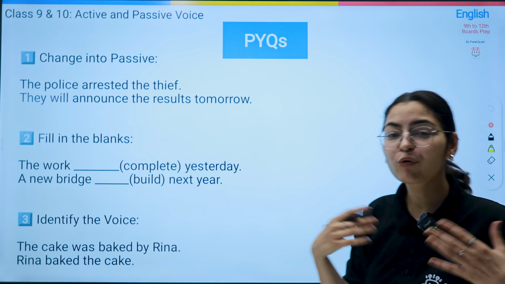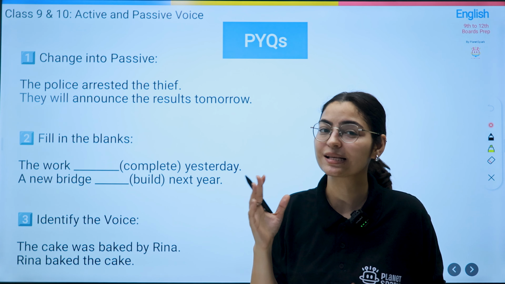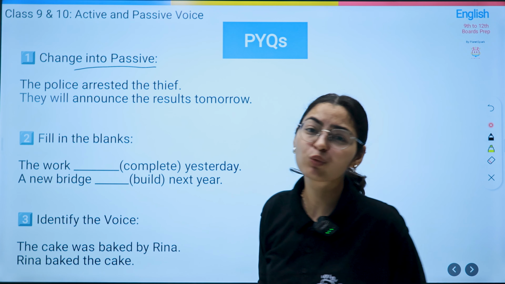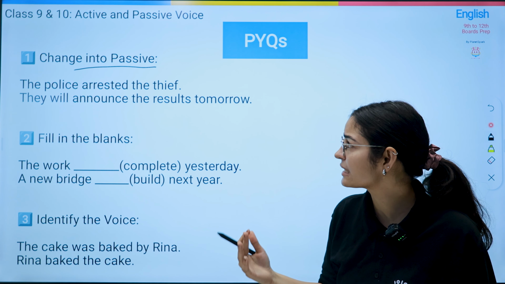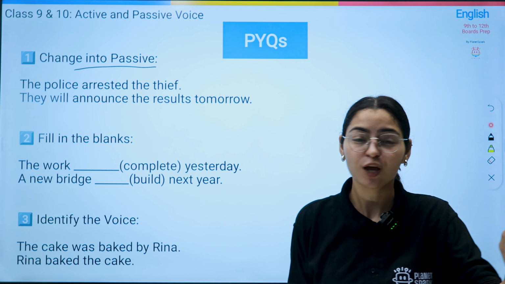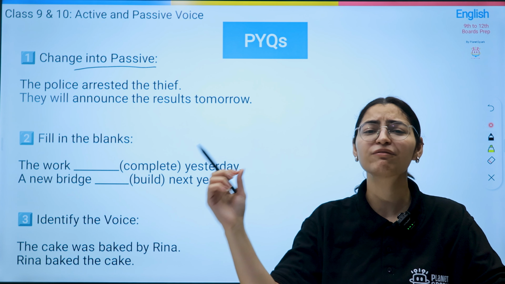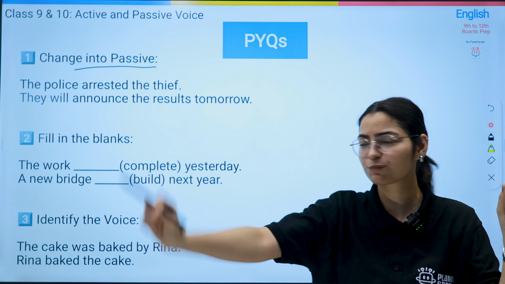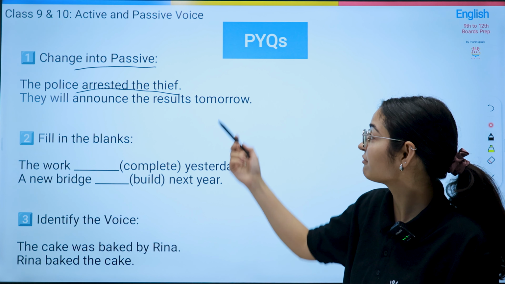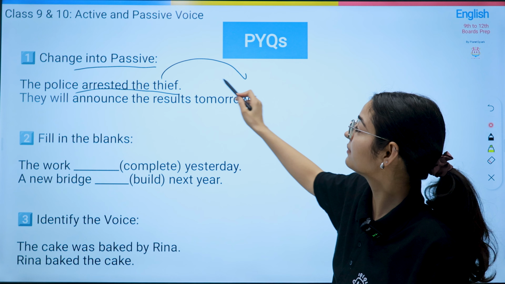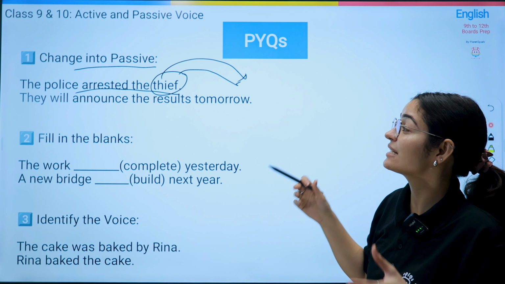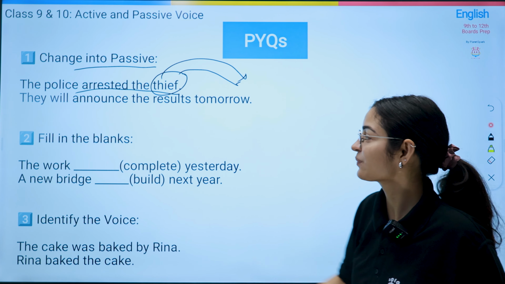Moving on, we are going to discuss a few questions from your exam point of view. Change into passive. You will frequently see questions like these where you have to change a sentence into passive voice, right? There'll be a sentence which would be in active voice and the question would be very simple: you simply have to change it into passive voice. The police arrested the thief. If I have to change it into passive, it would be the thief was arrested by the police.